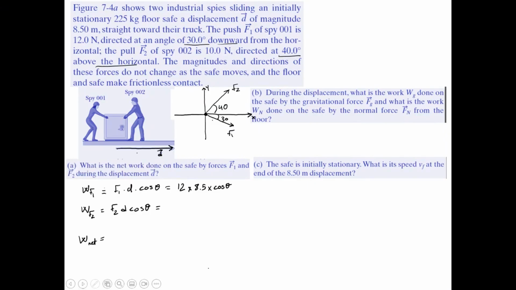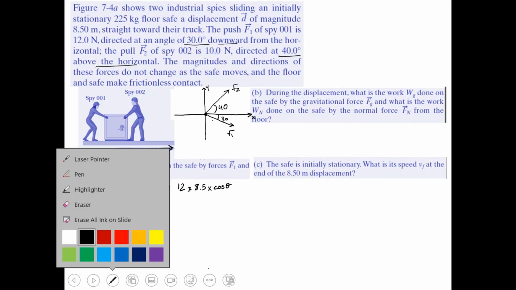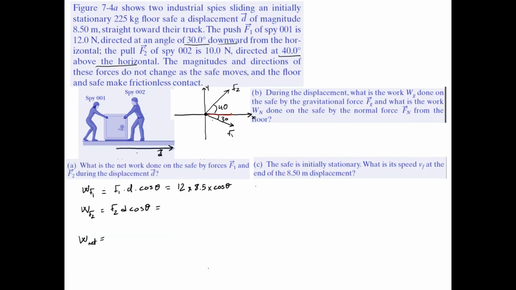So I'm gonna check the angles now. Where is D? I need the angle between F and D. So I'll also draw the displacement, which is to the right. You can notice now how the angle between F1 and D is 30, and the angle between F2 and D is 40. So I'll just plug these in my equation.